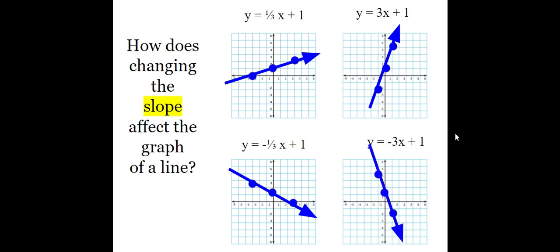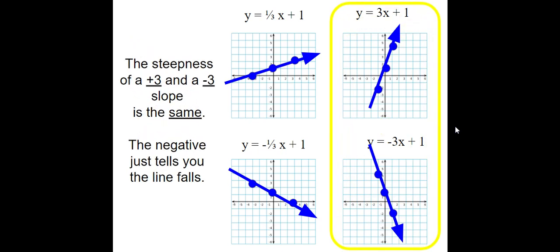Okay, taking a look at these four lines. Let's just drive our attention to the two on the right. Do you see how I've got a slope of 3 and then a slope of -3? Notice how the steepness of both of those slopes is exactly the same. Just one is going uphill and the other one is coming downhill. The positive and negative just tell you which way the line goes, up or down. But the steepness is exactly the same.